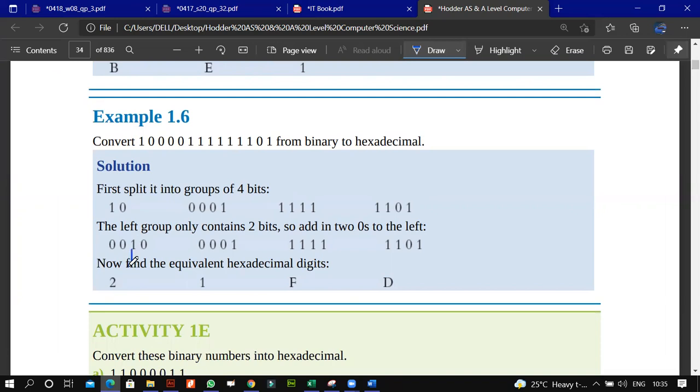So this will be converted into 2. This is 1. This is F. This is the maximum one, F. Okay, this is 15. If you add them up, you get 15. And that's it. So this is how the story ends about converting binary into hexadecimal.